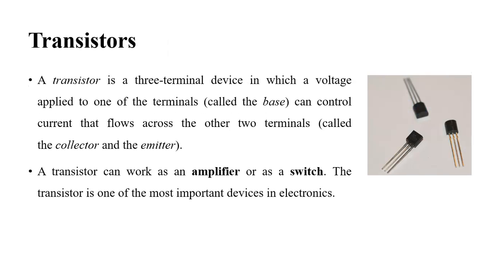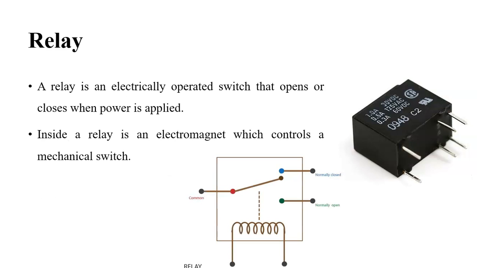Transistor is another component we see today, which is a three-terminal device by which we control the current flow through the collector and the emitter by applying voltage to the base terminal. So we have three terminals: base, emitter, and collector. We can control the current flowing through the collector and emitter by applying the voltage on the base. There are applications like the amplification role, and it can also be used as a switch. It is one of the components that we use commonly in electronic systems.